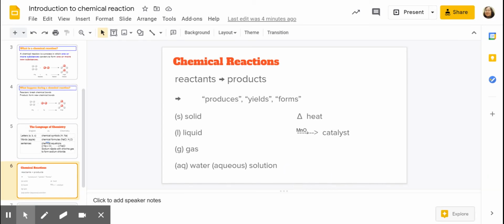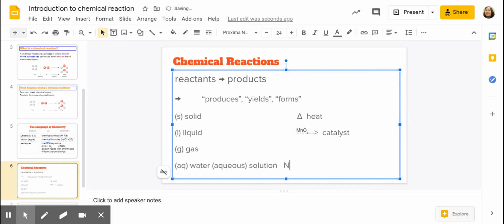I'm going to give you an example. If you see sodium chloride in a reaction and it has a small s there, that is telling us that sodium chloride is in the solid state, which is our table salt. However, sometimes you see sodium chloride, and after that it's aq, which means we dissolved sodium chloride into water, which is a sodium chloride water solution.